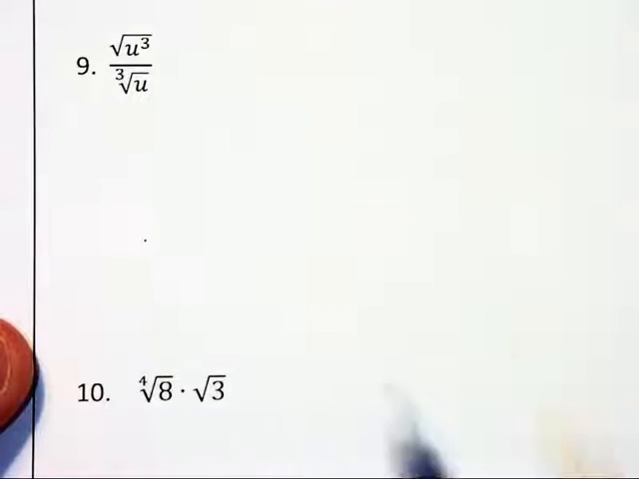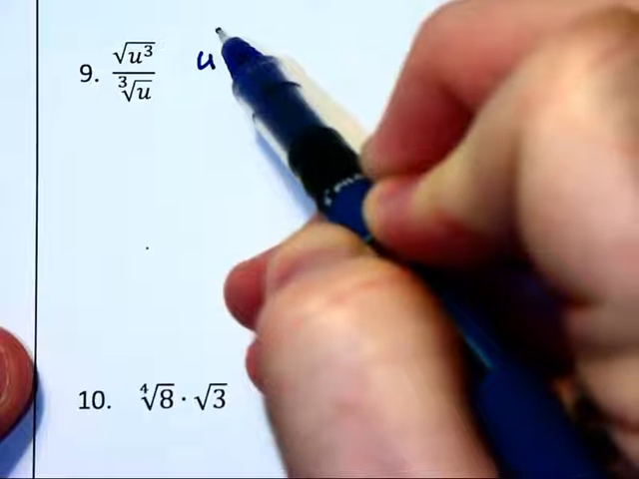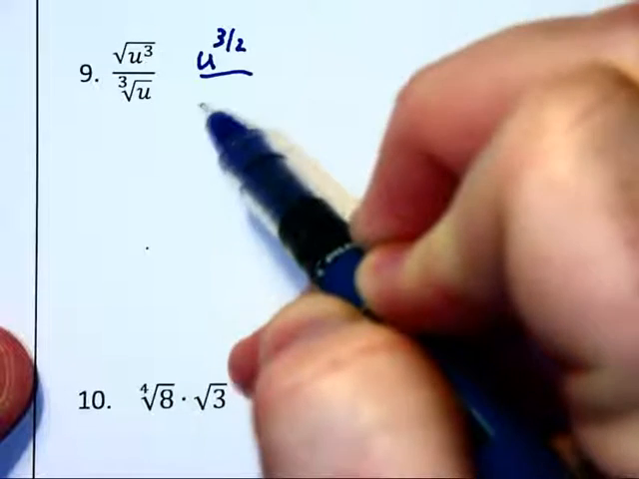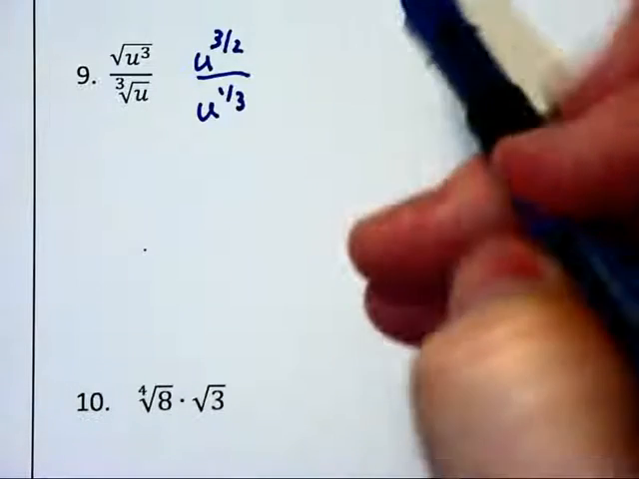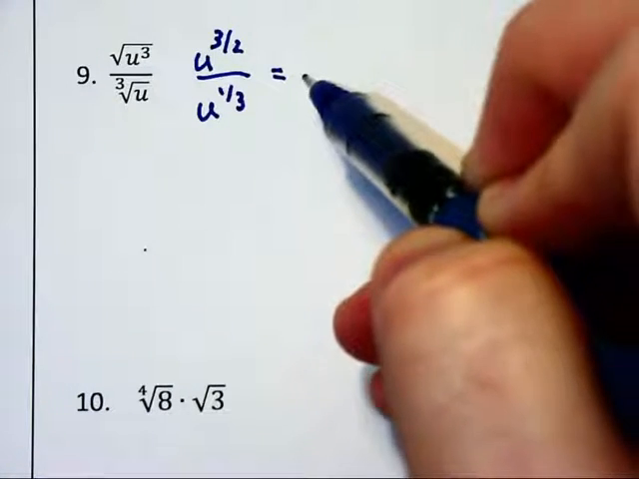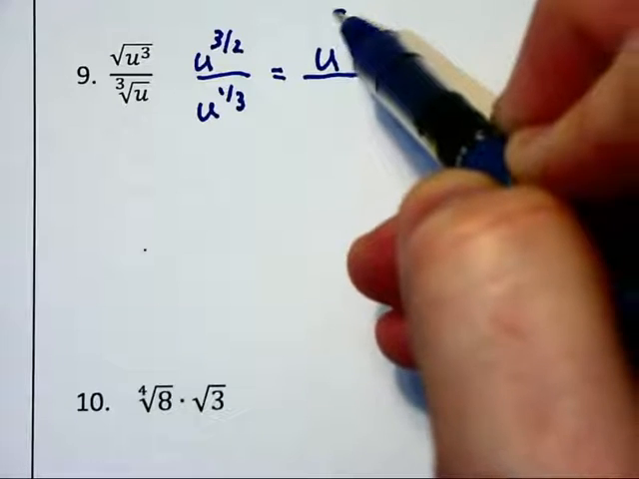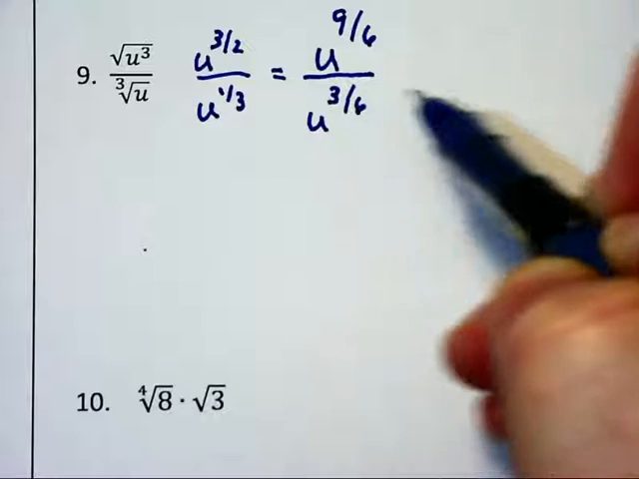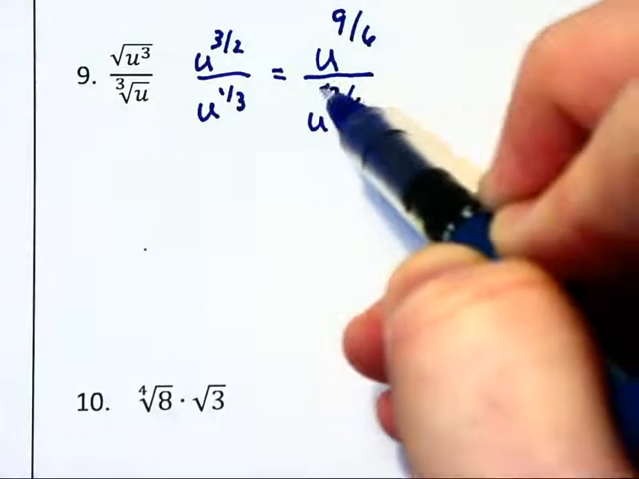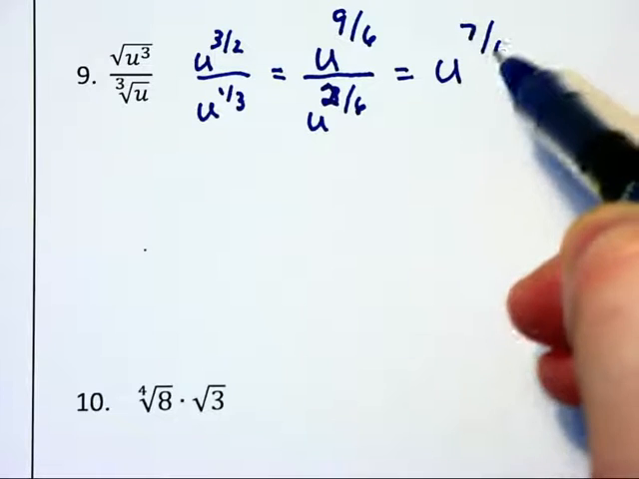we can use our fractional exponents. We can write this numerator as u to the 3/2 and the denominator as u to the 1/3. And now we're going to subtract exponents, and we'll need a common denominator again. So I will have u to the 9/6 divided by u to the 3/6. Subtracting, we have u to the 7/6.